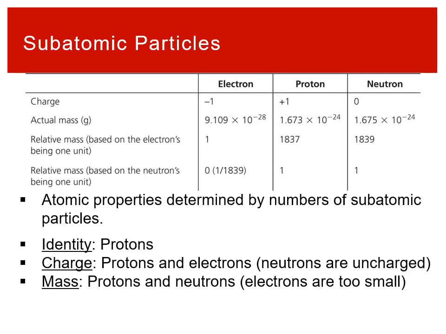All right, so to sum up, we've got three subatomic particles, and atomic properties are determined by the numbers of these different subatomic particles. Identity is protons, charge is protons and electrons, because neutrons are uncharged, and mass is protons and neutrons, because electrons are small. So we do want to get comfortable with those ideas. And again, we can see protons show up in all of them. They're like the king particle. That's why they inform the name, as opposed to electrons or neutrons, because those can also vary, as ions and isotopes.